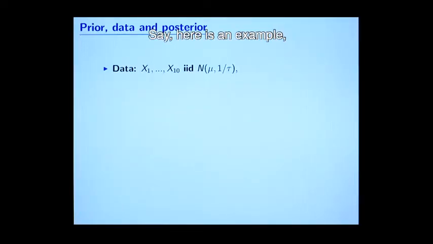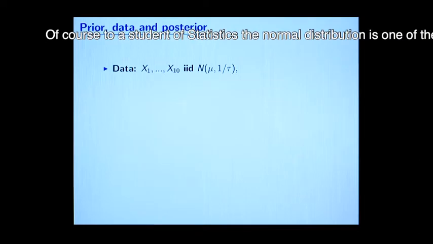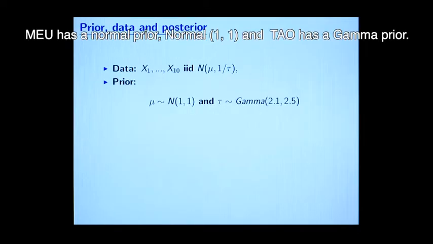Say here is an example. I take my data x1 to x10 IID from normal mu, 1 over tau. Of course, to a student of statistics, the normal distribution is one of the easiest possible, and I will give you prior on the parameters. Mu has a normal prior, normal 1 1, and tau has a gamma prior.